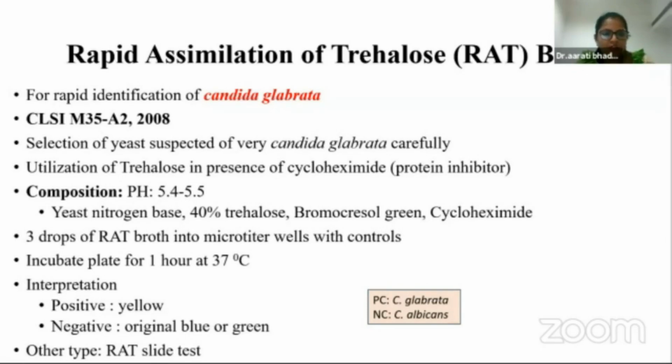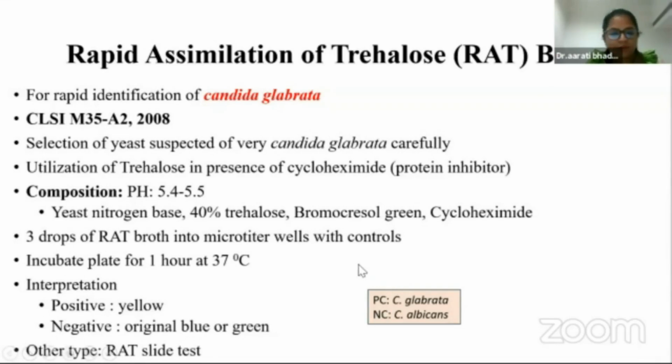This test will be done in the microtiter well. We put 3 drops of the broth into the microtiter well, with controls, and we have to add the colonies and incubate the plate for 1 hour at 37 degrees Celsius. After 1 hour, we have to read the plate. If there is a color change to yellow, then it is positive, and it is negative if there is the original blue or green color. We have to put Candida glabrata as positive control and Candida albicans as negative control. So this was the microtiter plate method.